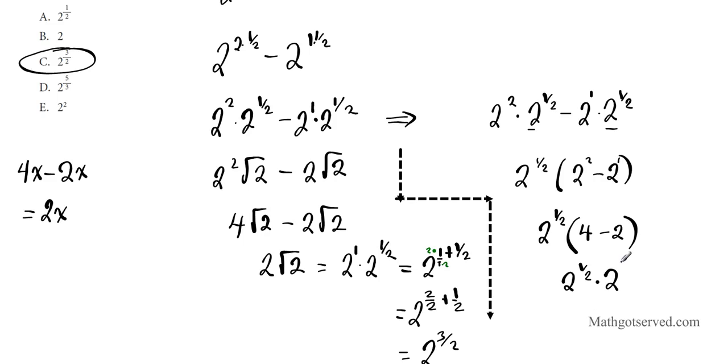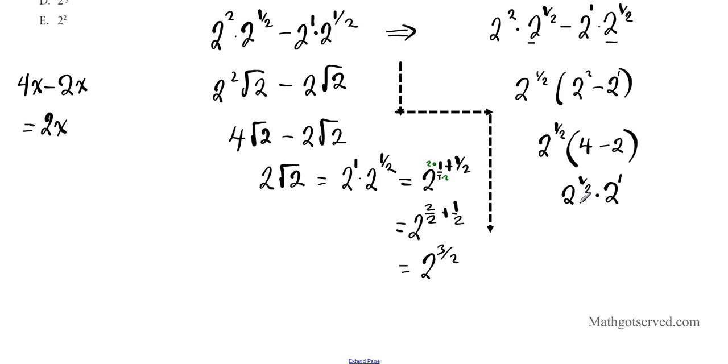Since there's no power, we can put a 1 using the product property of exponents, which tells you that anytime you're multiplying exponents of the same base, you add the powers. This becomes 2 to the 1 half plus 1, like we did over here, 2 to the 3 over 2, and that's your final answer. Okay, so that's another way of doing it.